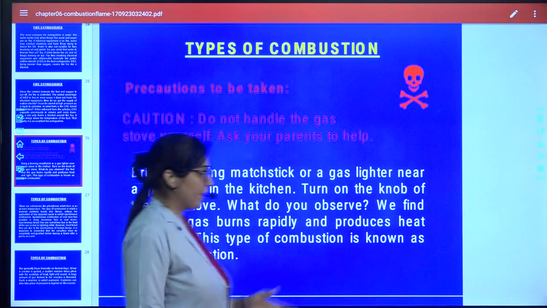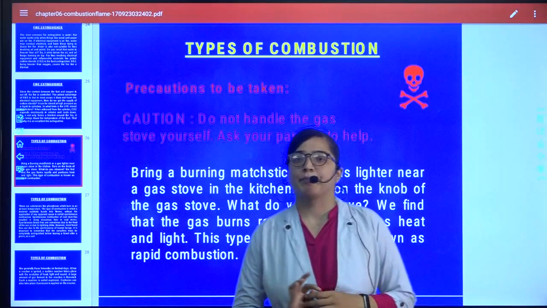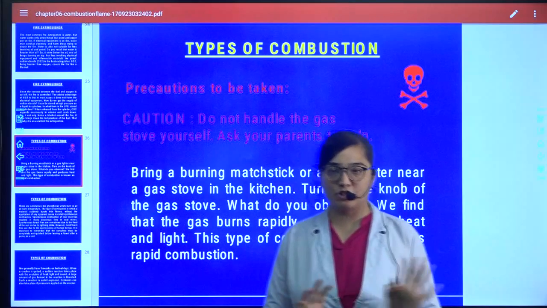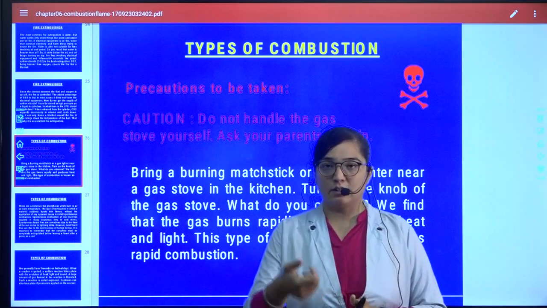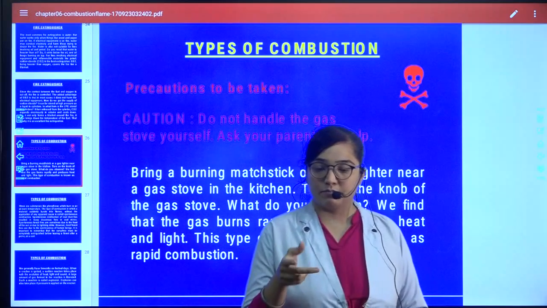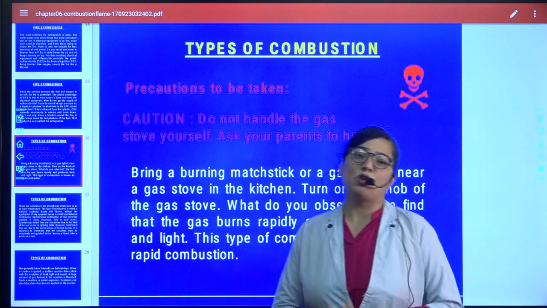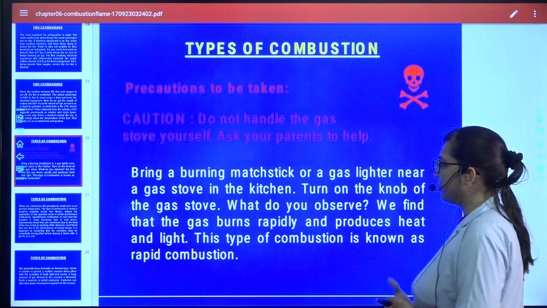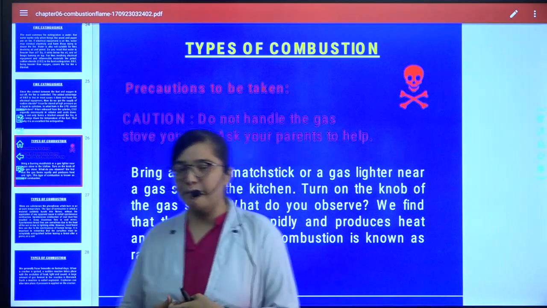For that, what you have to do is stay with your mother and then go to the kitchen. I'm just saying that, stay with your mother only. Then turn on the gas stove and ignite it with a matchstick. What will you observe? You will observe that the gas will burn rapidly and produce heat and light. This type of combustion, when heat and light energy is produced, is called rapid combustion.